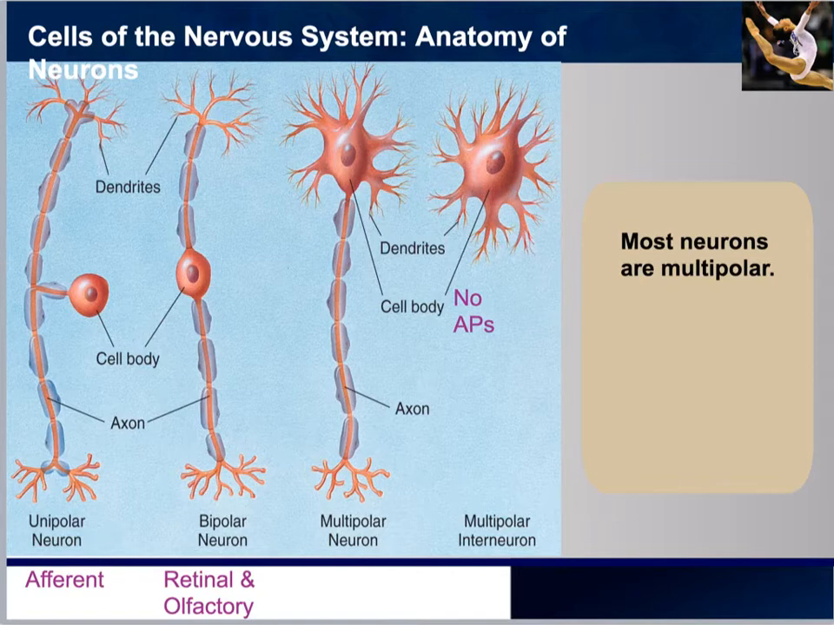Please note that the many dendrites of the multipolar neuron and the extensive integration from many of the neurons is precisely what makes the brain very, very complex. We also have the unipolar neuron, which you can see here. And this, as you can already tell, looks different from the multipolar neuron. The unipolar neuron is one with one process extending from its cell body. And so you can see this right here.